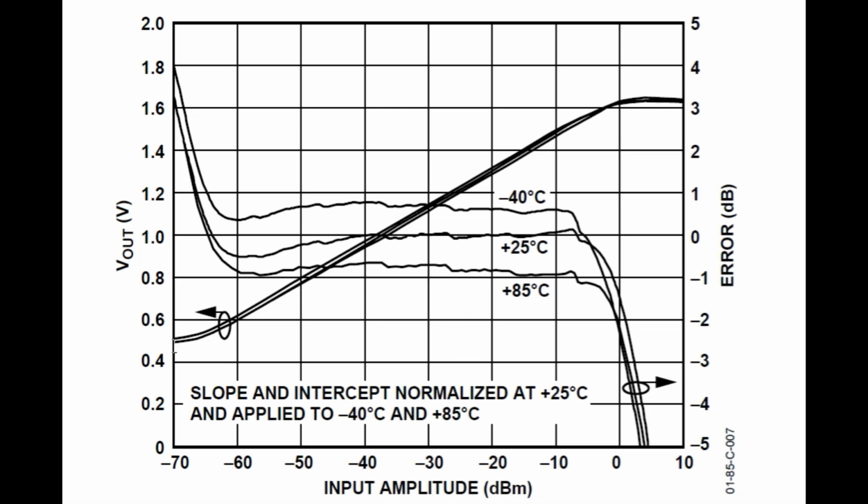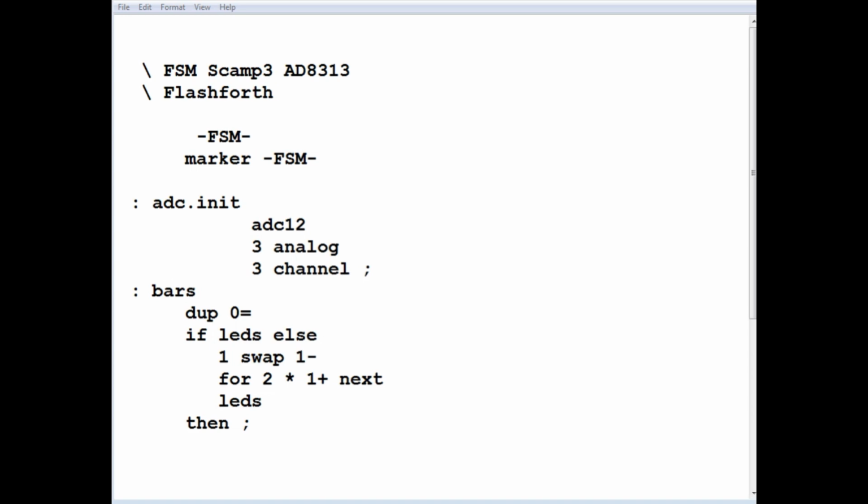And then there's our Vout line. That's our Vout versus the input amplitude. So we're going to use this data for our code. Okay, here's the code running on the Scamp3 board, and it's written in FlashForth.